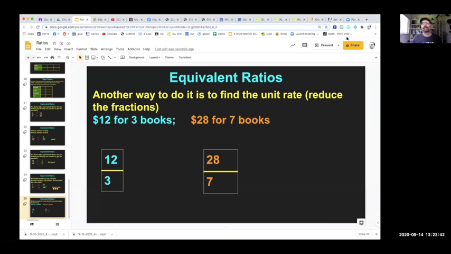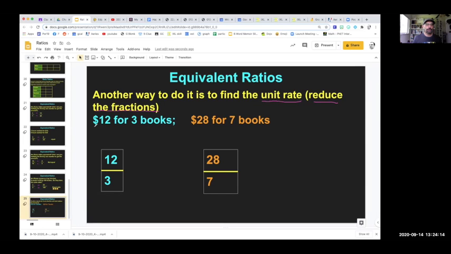Okay, let's look at another example. This one is a little bit trickier, I think, but not really. Sometimes when you're comparing the ratios, you can't multiply or divide exactly across, like 3 times something is 7, 12 times something is 28. So in that case, another way to do it is to find the unit rate, which really means just reduce the fraction so there's a 1 on the bottom.